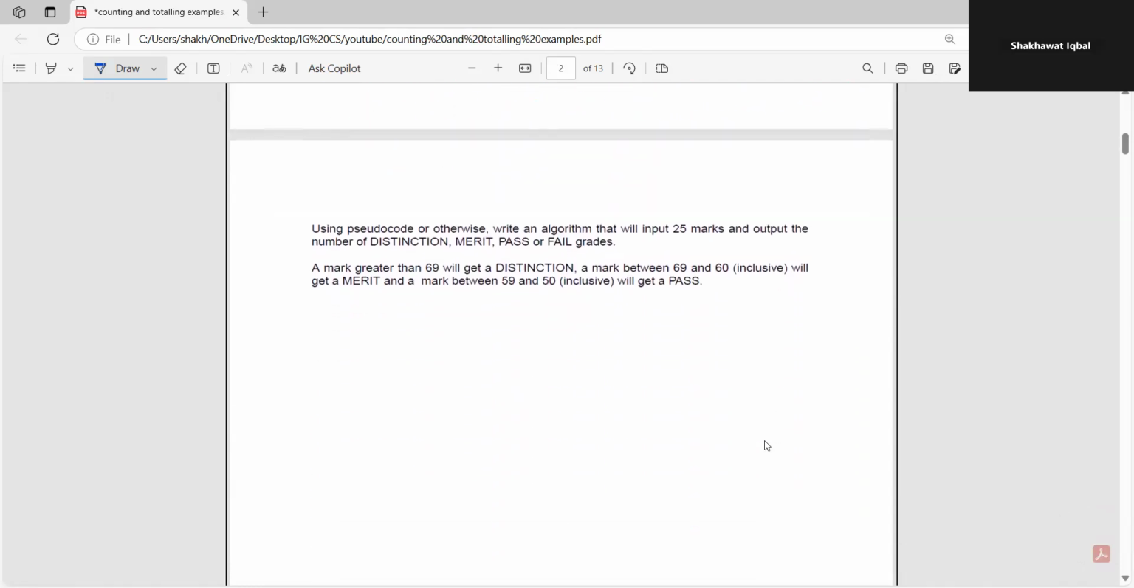Okay, now using pseudocode or otherwise, write an algorithm that will input 25 marks and output the number of distinction, merit, pass, or fail. So we have 25 marks. That means you can say 25 students, okay? So these 25 students are divided into 4 categories: distinction, merit, pass, and fail.